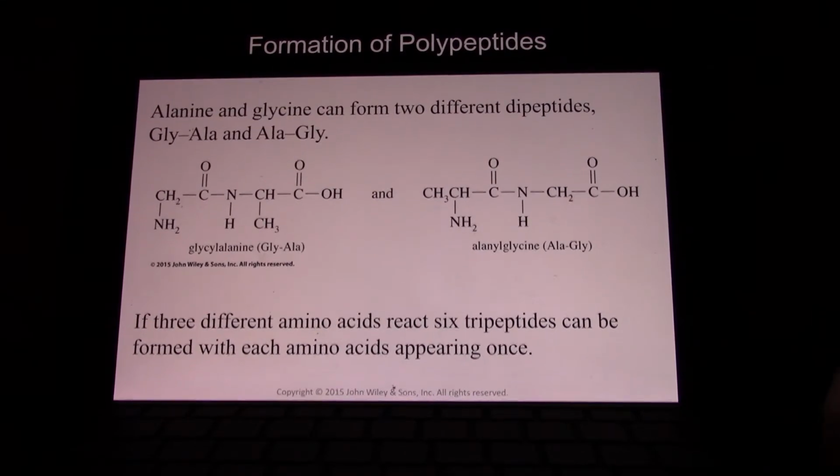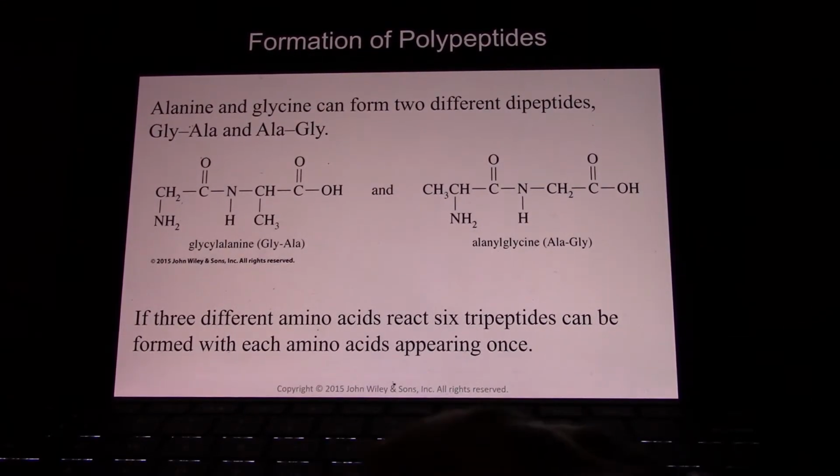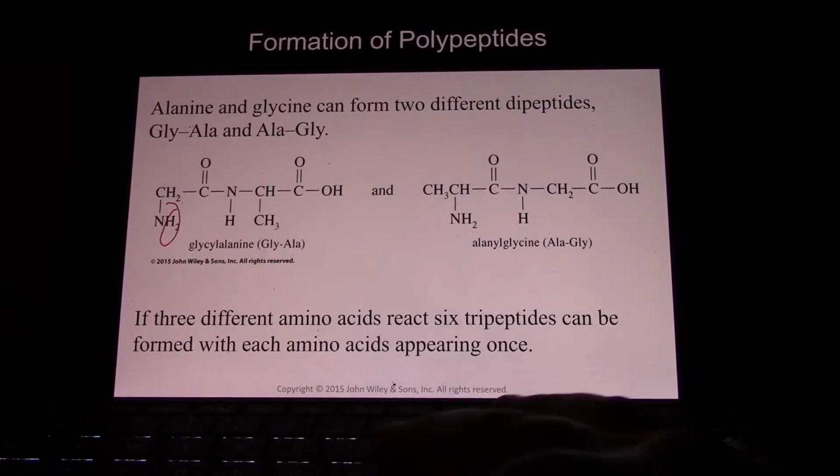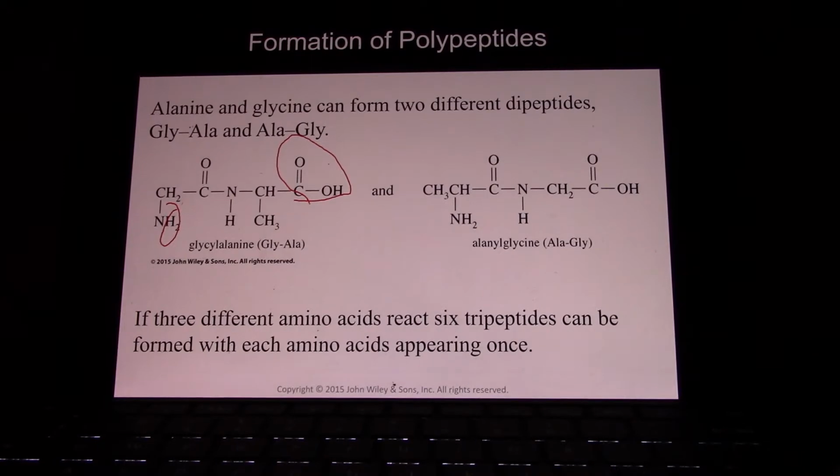The N-terminus and the C-terminus are not identical because the N-terminus has a free amino group, whereas the C-terminus has a free carboxyl group, and therefore they're not equivalent. And so it's a permutation as opposed to a combination when we look at how many different ways they can combine.